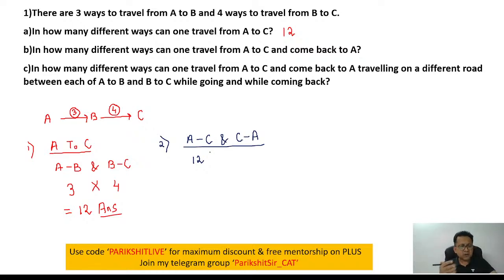Because the total number of paths going and coming back, the options are the same, right? Going and coming back options are the same. So 12 and 12.